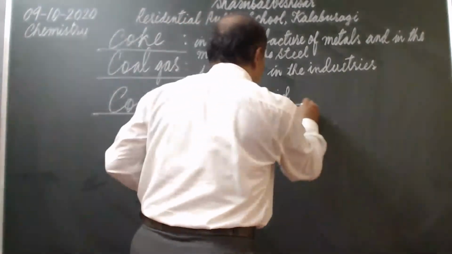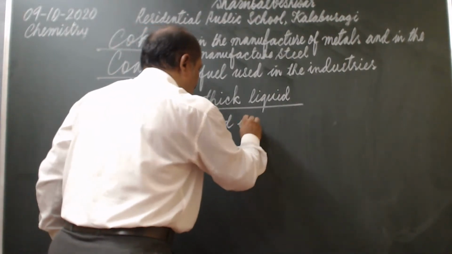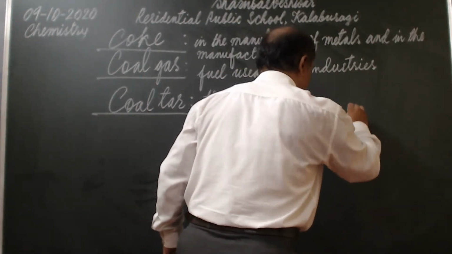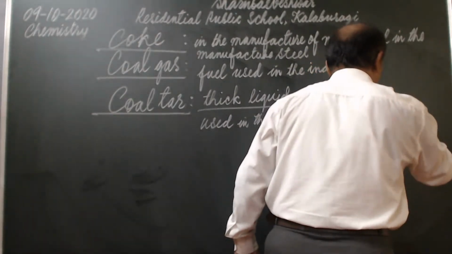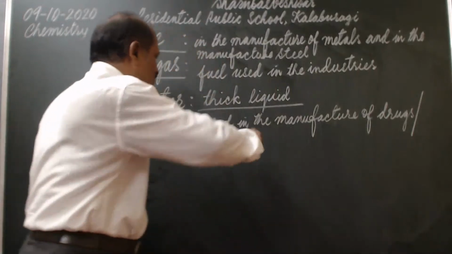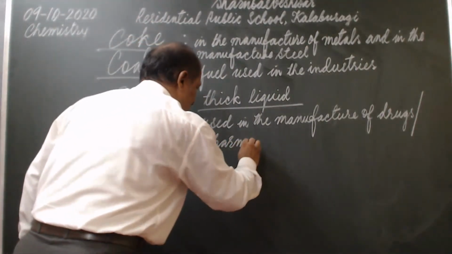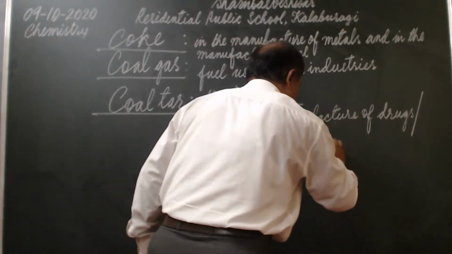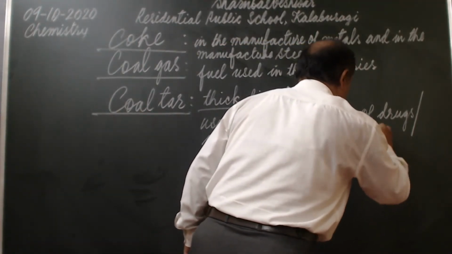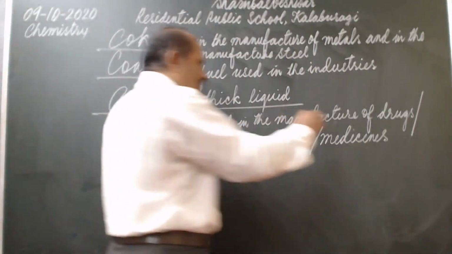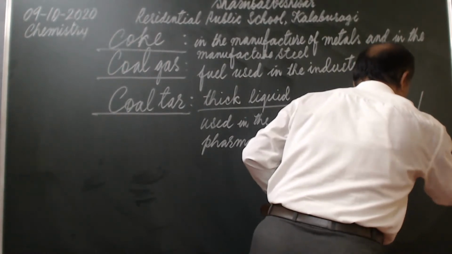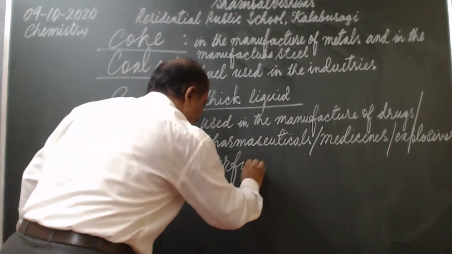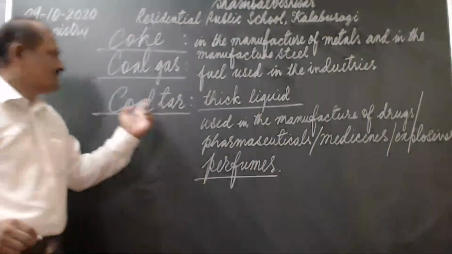It is used in the manufacture of drugs. Drugs, I mean pharmaceuticals, I mean medicines. So drugs, pharmaceuticals, medicines, they are all one and the same. Explosives, and in perfumes. So in perfumes, we use this coal tar.